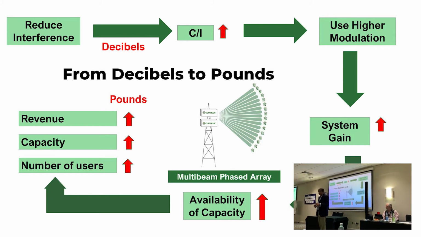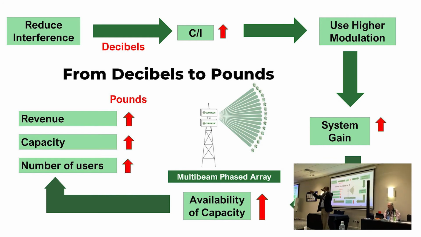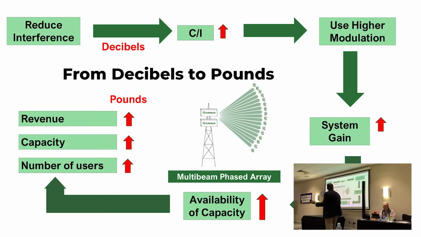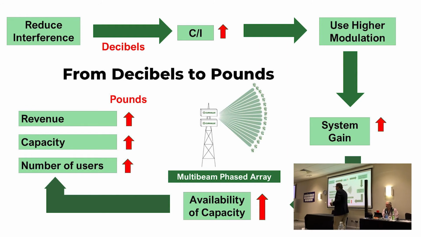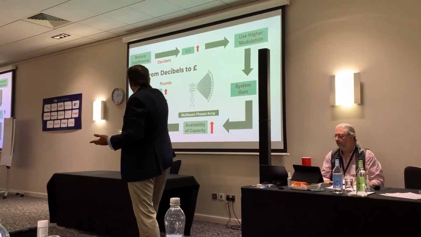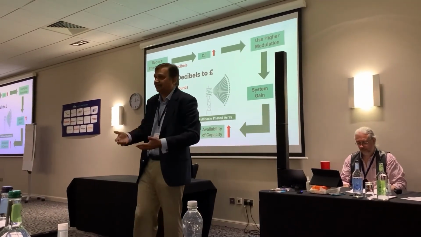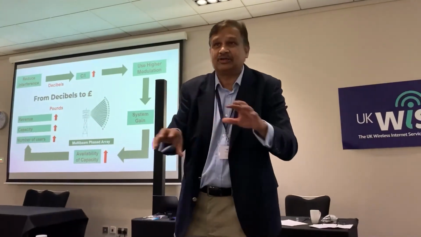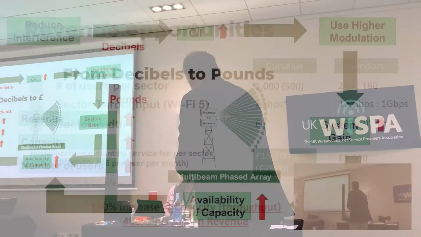On your planning tool, do this exercise: use the radiation pattern, reduce the pattern envelope in terms of dBs, put it so many dB down, and your C/I will become higher. You can use higher modulation, and system gain will be higher. Calculate how much LTE capacity you have achieved in addition. And you can straightaway find out what the benefit will be in terms of revenue and capacity. So the dB to dollar or dB to pound calculation can be done using any link planning tool.